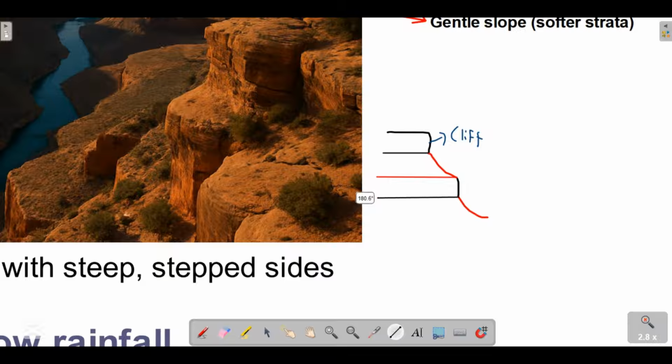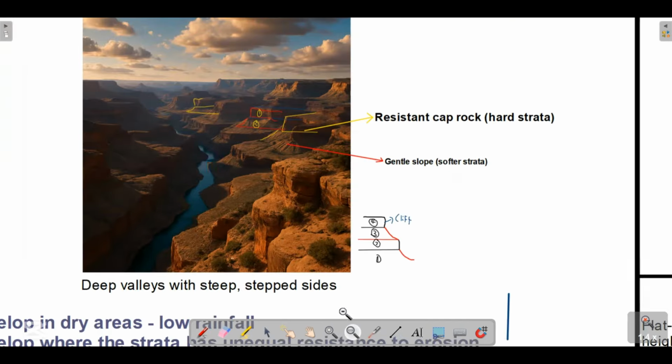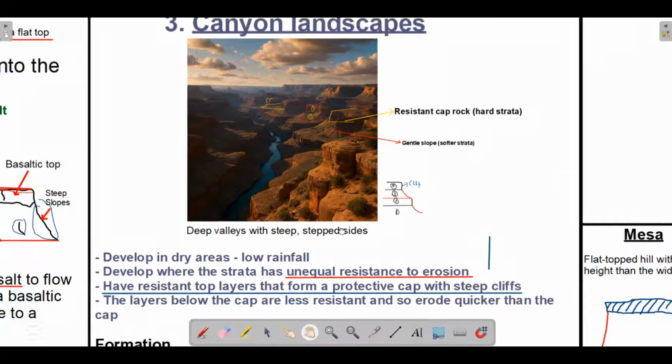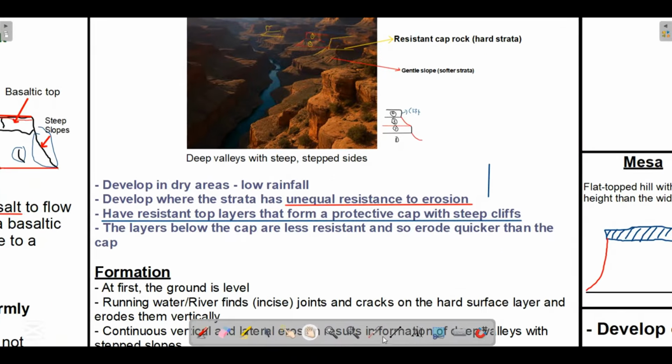In terms of the layers, that's how they look, one on top of each other. So this should be the oldest, and this is the youngest, the one at the top. Remember, these are sedimentary rocks. They form from the constant accumulation and compaction of sediments, layer after layer, strata after strata. The layers below the cap are less resistant, and so they erode quicker than the cap.